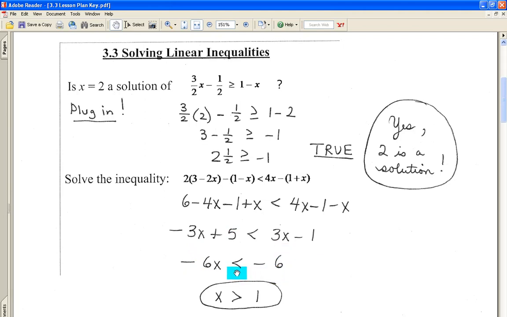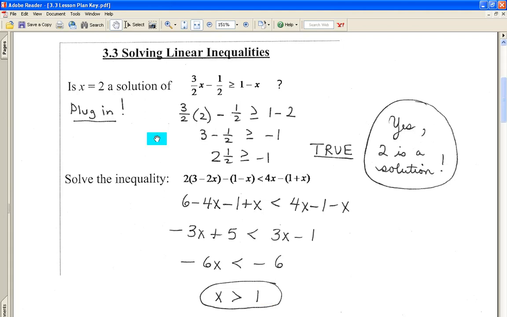Now here's the kicker. When you divide both sides by a -6, the sign reverses. If you forget to do that, you've blown the whole problem. Okay, don't get so excited that you flipped it, then you forgot to divide, right? -6x over -6 is x. -6 over -6 is 1. Our answer is x is greater than 1.